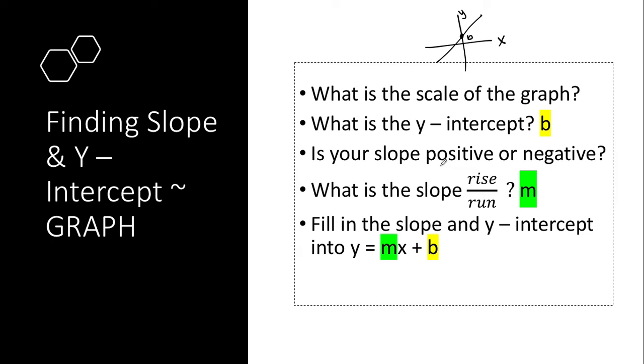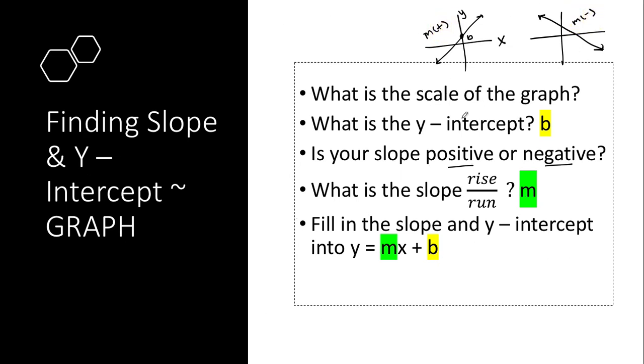But remember, we also want to know, is the slope positive or negative? What does a positive slope look like? Increases from left to right. What does a negative slope look like? Decreases from left to right. Okay, so here we would have a positive slope. Here we would have a negative slope.